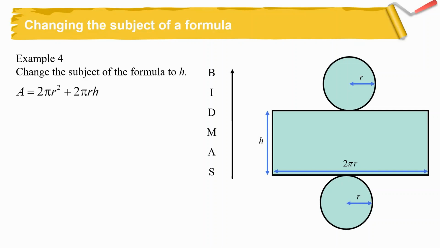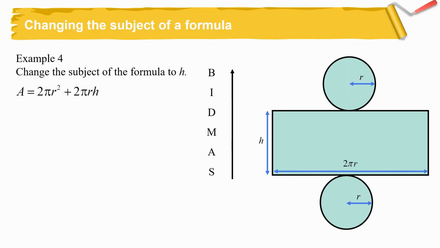For the last example, this is a rather more complicated formula. This is actually the formula of the surface area of a cylinder. Let us understand this formula a little bit more. The first part is 2 pi r squared. It means there are two of the circle, so pi r squared times 2. And then this is the side of the cylinder. If we open it up, it is a rectangle. So this is the circumference, 2 pi r multiplied by the height. And hence the formula. And in this question, we want to change the subject to h.